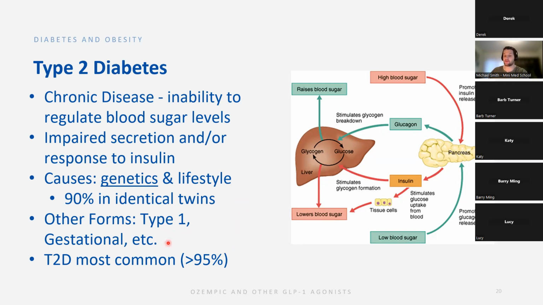As mentioned, there are some other forms of diabetes, such as type 1 and gestational diabetes. However, we're going to be focusing on type 2 for this talk as it is by far and away the most common.